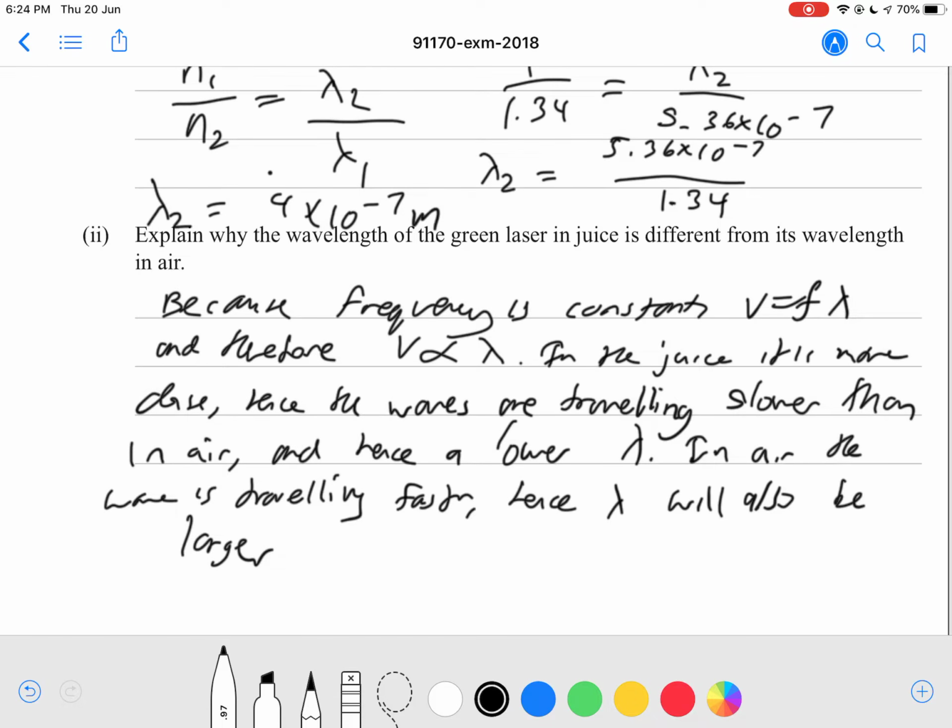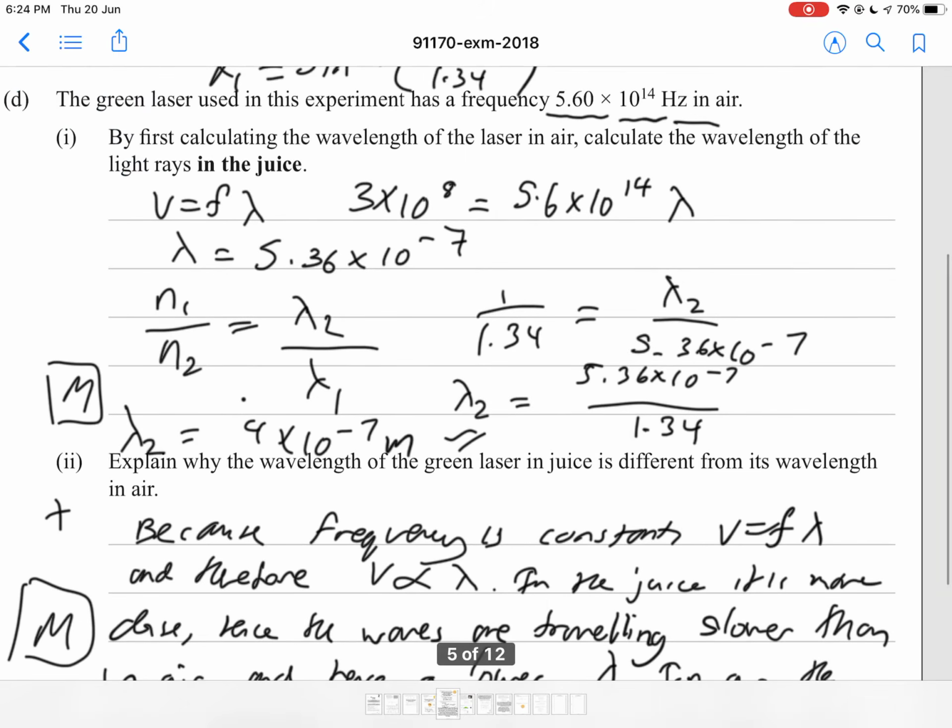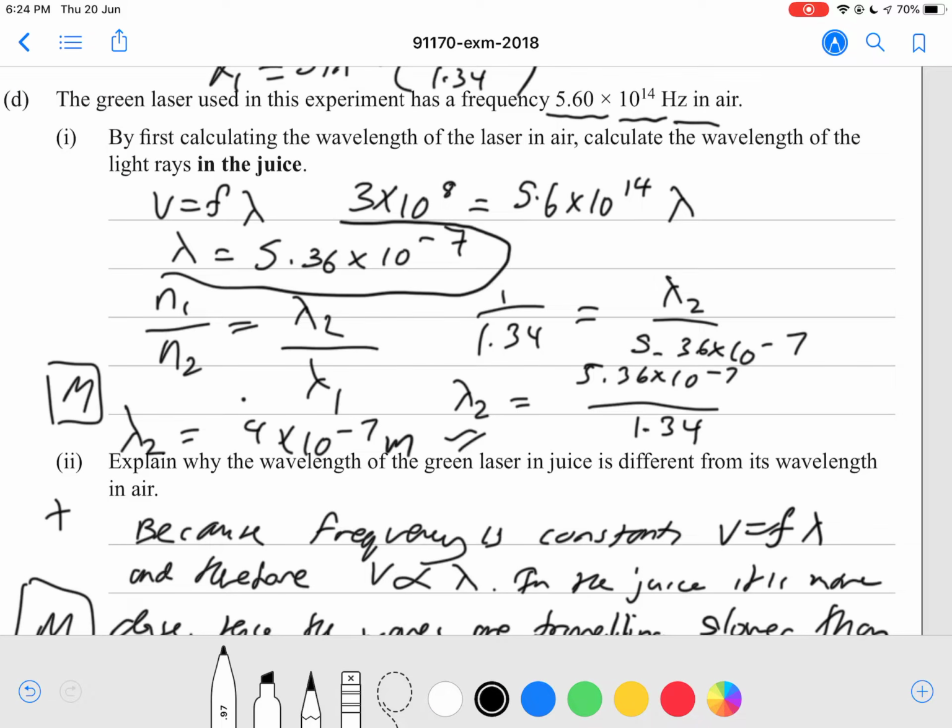So to get your excellence grade here, you have your calculation correct, so that's your 4 times 10 to the power of -7 meters, and you have your explanation correct. That will get you your excellence grade. To get a merit grade, you're looking at either one of these. These are worth merit grades on their own, so merit plus merit gets you the excellence. Any one of these correct will get you the merit grade independently. And to get an achieved grade, you're only finding the correct wavelength, not in the juice, in the air. If you find the correct wavelength in the air, that'll get you an achieve.